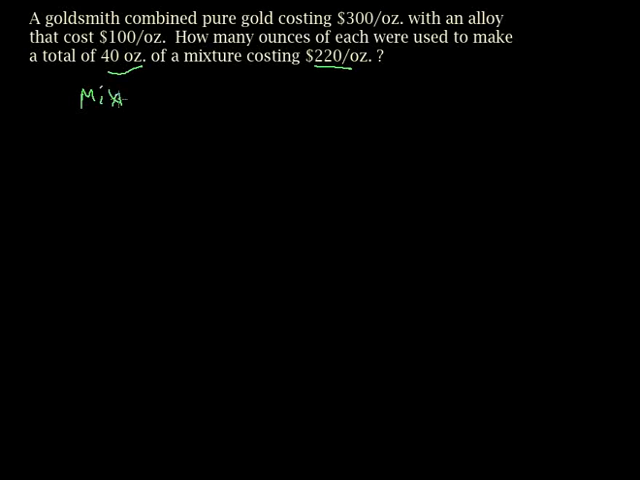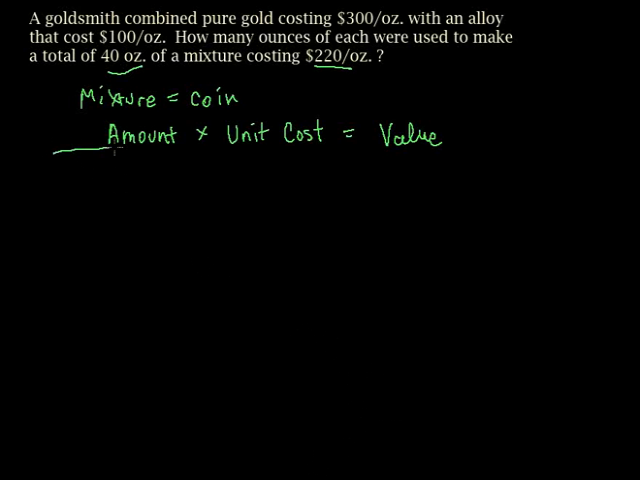And with mixture problems, much like coin problems, the driving characteristic is that if you have some amount of something and you multiply it by its unit cost, you get the total value of that entity. So in this particular problem, let me just draw a line here, the best I can do. We have gold, we have an alloy, and then we have a mixture of the two.